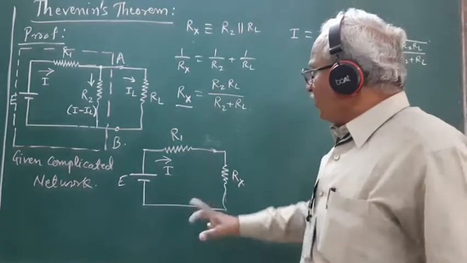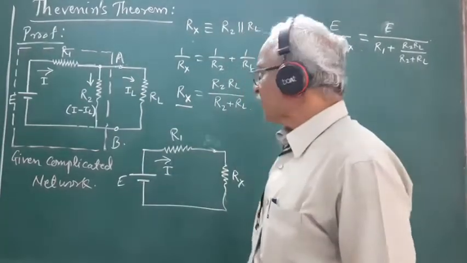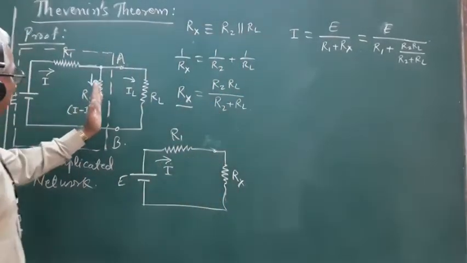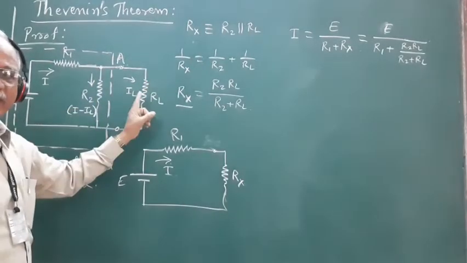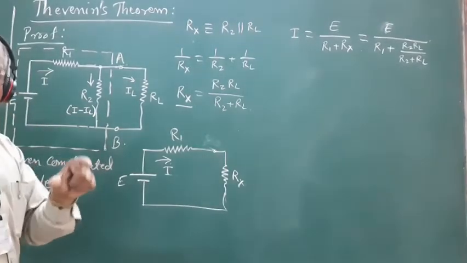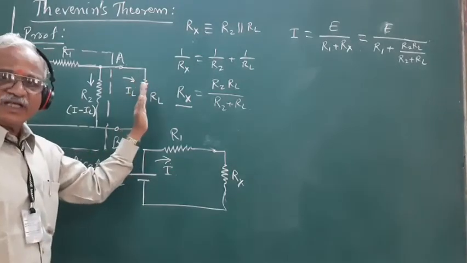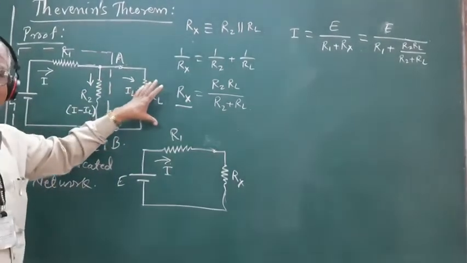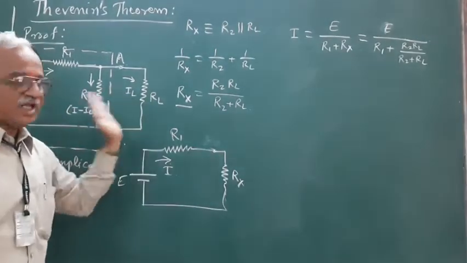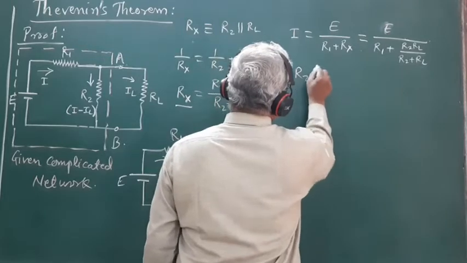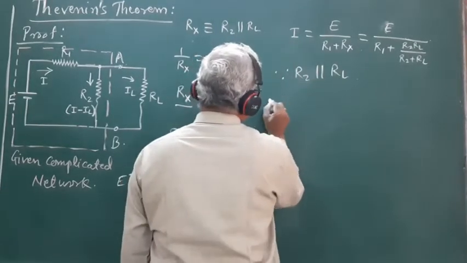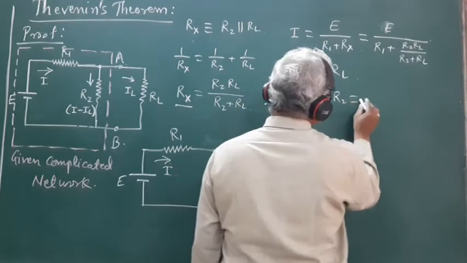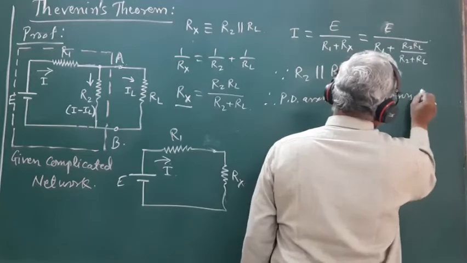Now, in order to obtain the expression for the load current IL, how to obtain the expression for IL? For that purpose, here we have the resistances R2 and RL connected in parallel to each other. When two resistors are connected in parallel, it means that the potential differences across the two resistances are exactly equal. So since R2 is parallel to RL, the potential drop across R2 must be equal to the potential drop across RL.